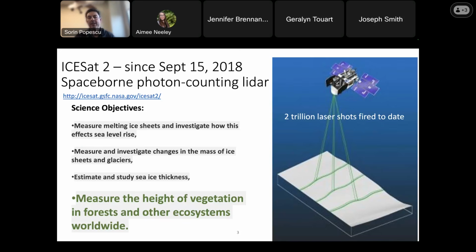To date, ICESat-2 has collected about 2 trillion laser shots. So that's 2 million millions, if you want to understand the significant number of shots that have been fired so far. And chances are that it has the energy to stay and fire more shots for about another decade. So it has been and will still continue to be one of the most important missions to date for assessing terrain and vegetation heights globally.